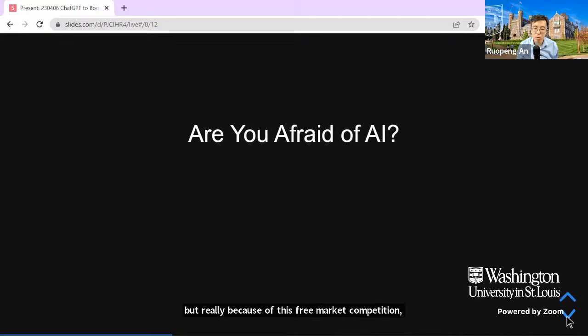So even if OpenAI decides to postpone its development of natural language processing models, how about the other 100, 1,000 firms, right? Would others see it as an opportunity to catch up? Just because of this very nature of free market competition, it is unlikely that we can go back. There's probably no way for us to go back.